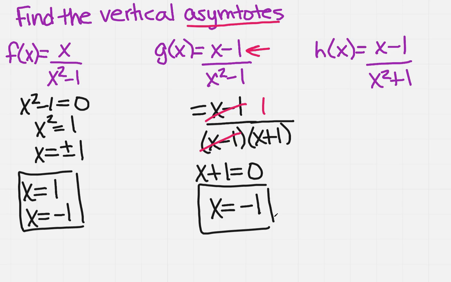Now, on the last one, I've got h of x equals x minus 1 over x squared plus 1. Well, is the denominator ever going to equal 0? And the answer is no, it's not. So if it can never equal 0, then it's not going to have any vertical asymptotes. So the answer is none.